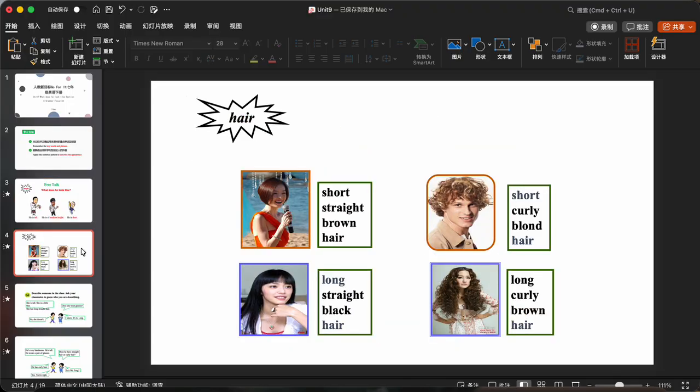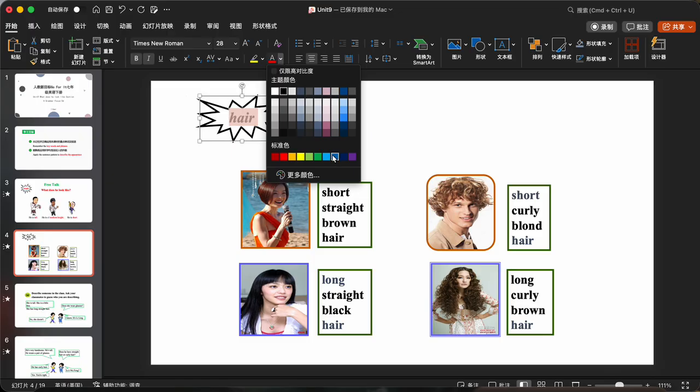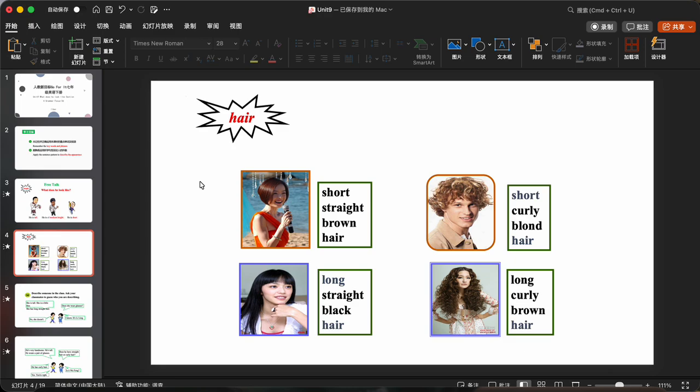Okay, and then I change to the hair topic, so I need to emphasize this, using a different color, the right one here. But here I want to use some arrows. You can see here is short, straight, brown, but I think that makes it too long. So I need to delete the words.